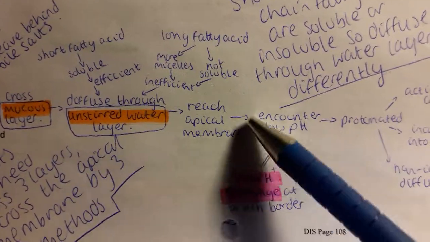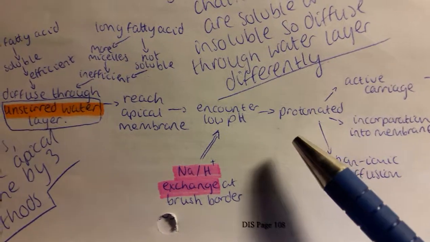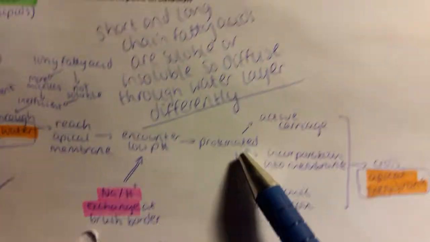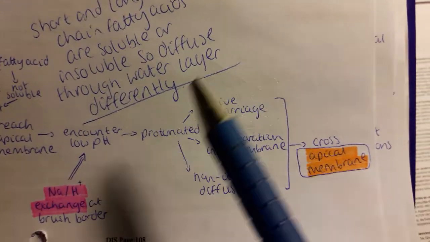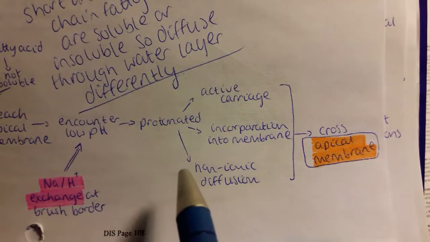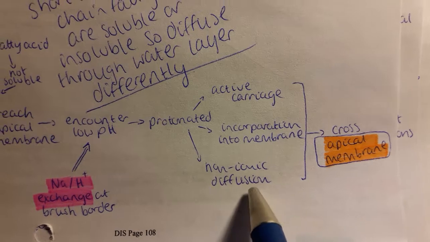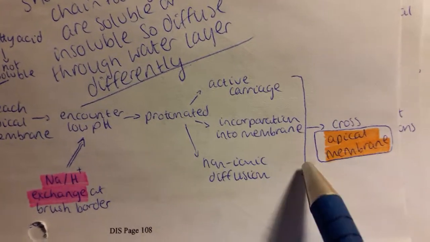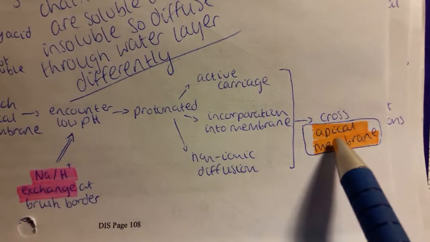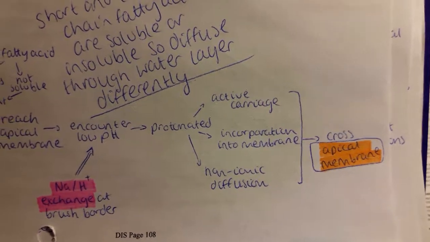So when the fatty acids reach the apical membrane and they encounter the low pH, they get protonated, and by ionizing them, essentially, that allows the absorption. It results in active carriage, incorporation into the membrane, as well as non-ionic diffusion. And by these 3 methods, it crosses the apical membrane of the enterocyte and enters the enterocyte.